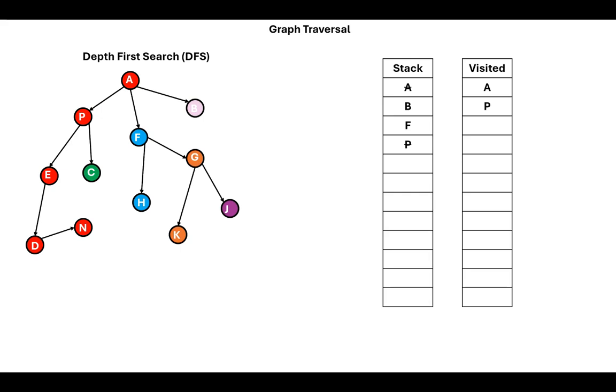So we pop P, and we add all of P's neighbours, which are C and E. So then we pop E. We add E's neighbours, which is just D.